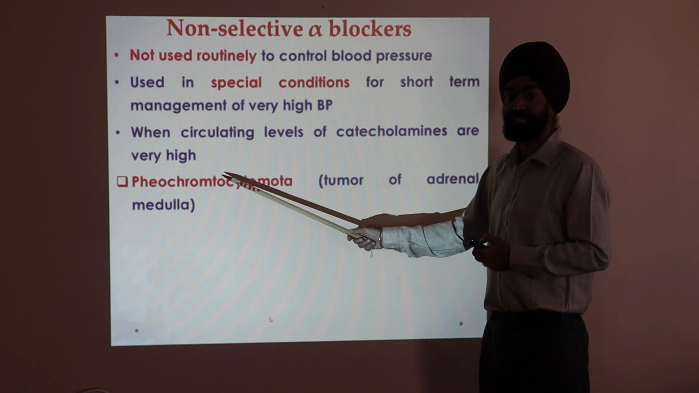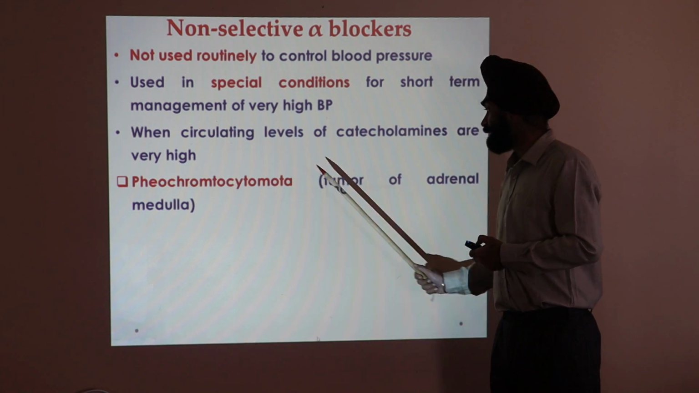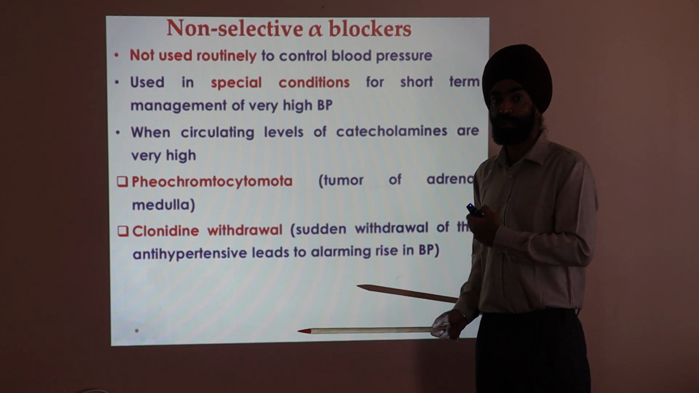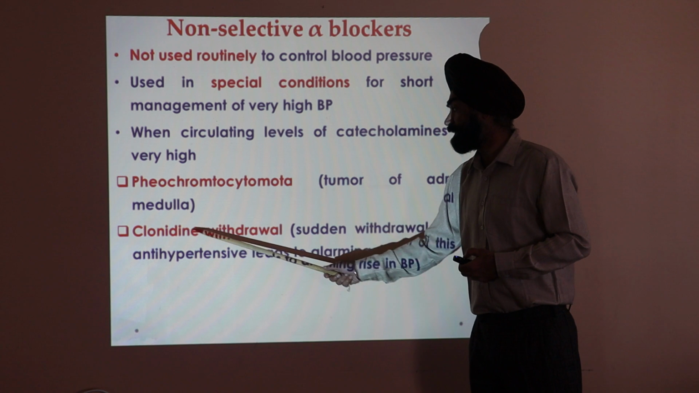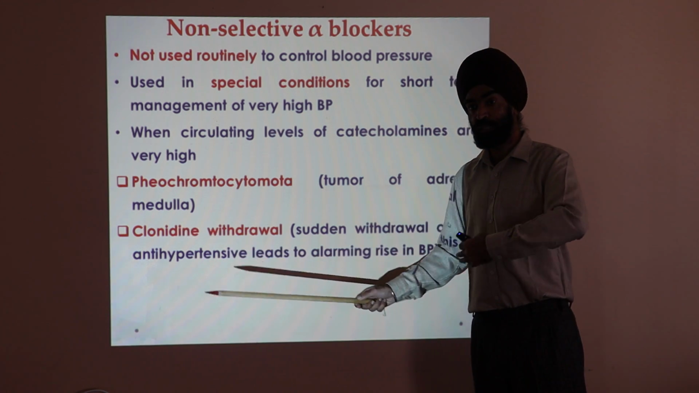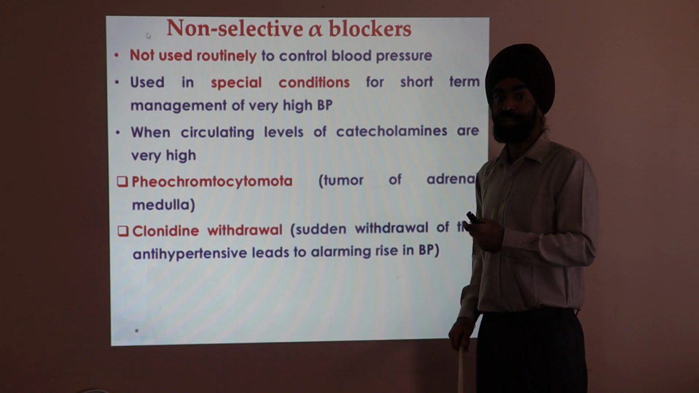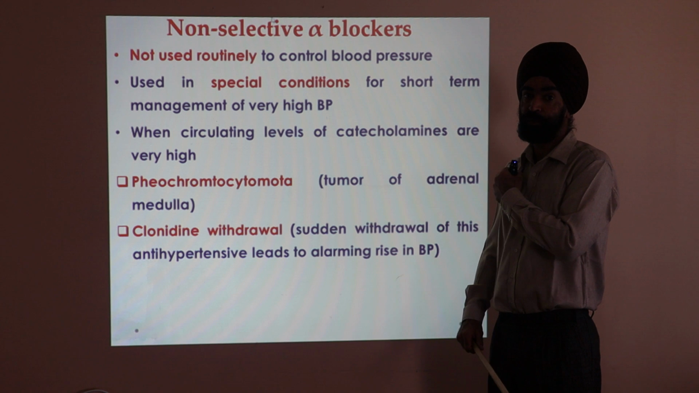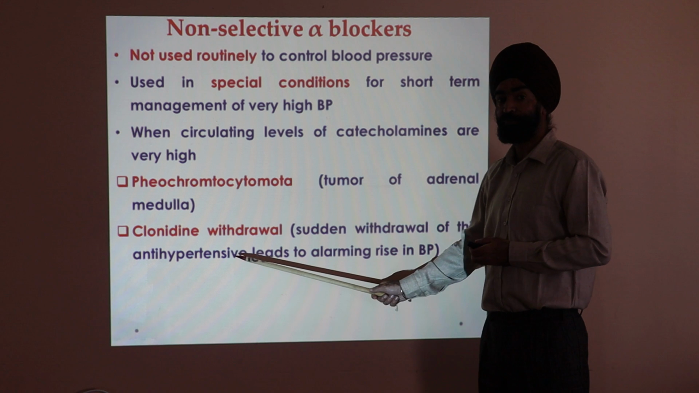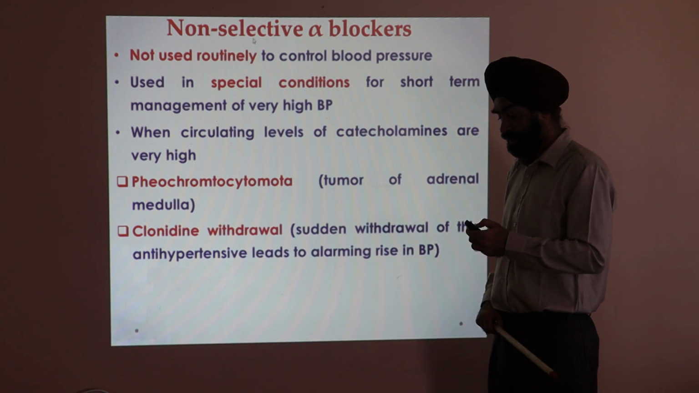Now I am giving certain examples. What are those conditions? Like pheochromocytoma. Pheochromocytoma is a tumor of the adrenal medulla. So there is a excessive release of norepinephrine. Second, clonidine withdrawal. I will discuss clonidine. Clonidine is an antihypertensive drug. You keep on giving the drug, but let's say a person misses 1 or 2 doses. So what will happen? There is an abrupt rise in the blood pressure, shooting of the blood pressure. So sudden withdrawal of this antihypertensive lead to a sharp rise in the blood pressure. So this is again an emergency condition.